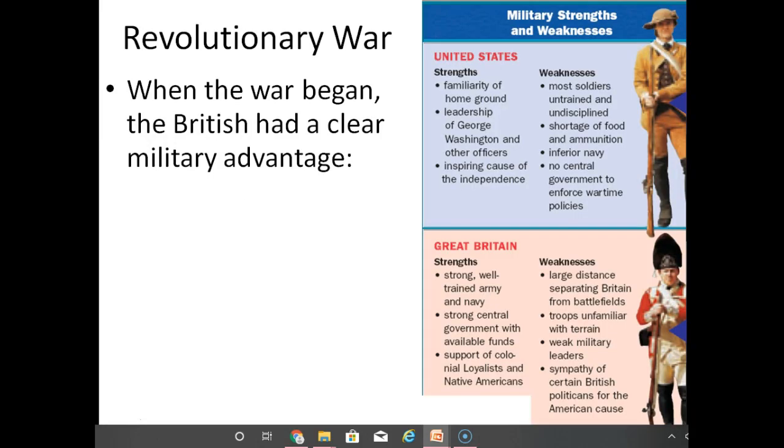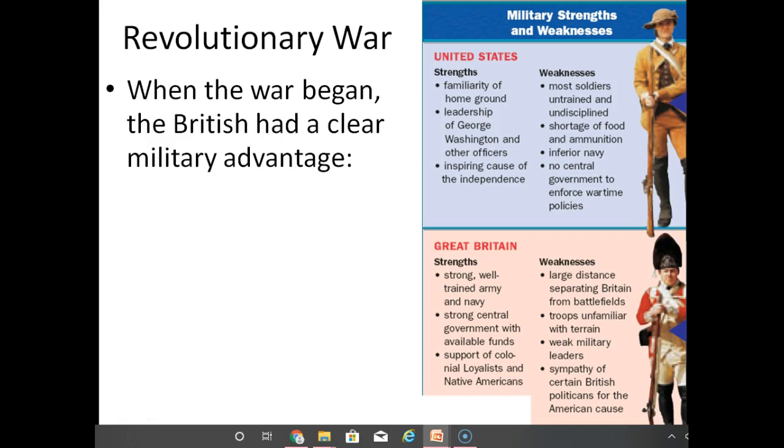So at the very beginning of the Revolutionary War, the British had a very clear advantage. If you take a look at the images over to the right, the military strengths and weaknesses, you do not need to write those down in the chart. Those are just to give you an idea of a little bit more information about what the United States had as far as strengths and weaknesses and what Great Britain had as far as strengths and weaknesses. I want you to focus on what I have here over on the left-hand side.